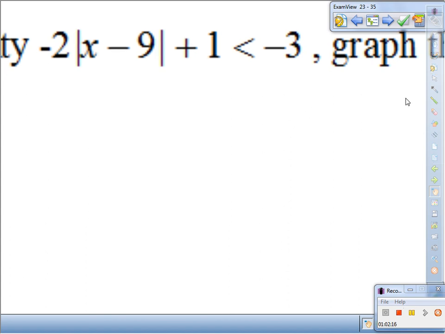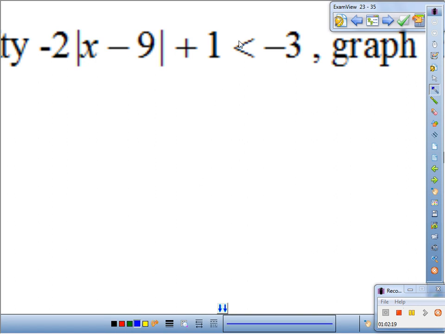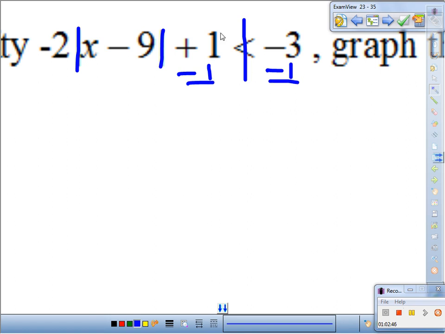All right, let's do this one together. Here we go. Line down the inequality symbol. For these, we need to leave the absolute value by itself. Here's my absolute value, here and here. What's outside the absolute value? The negative 2 that's multiplying and the plus 1. Where do I start? With addition and subtraction. So what is the opposite of plus 1? Minus 1, minus 1. We're left with negative 2 times the absolute value of x minus 9, less than negative 4.